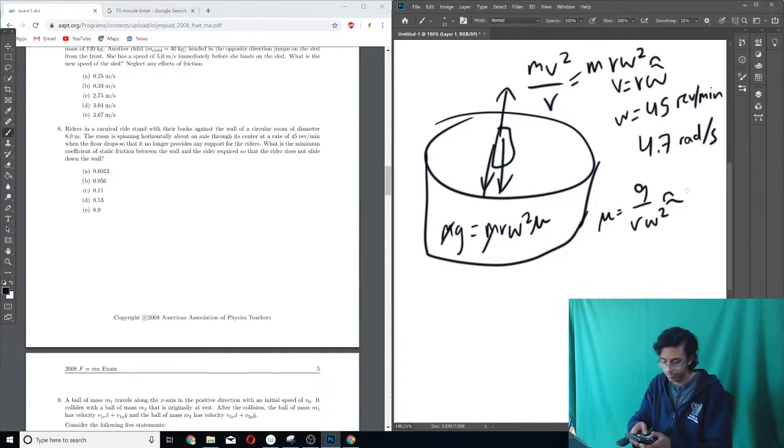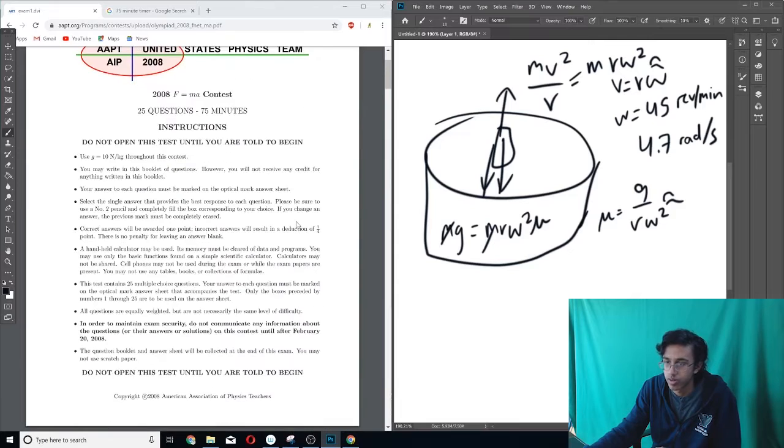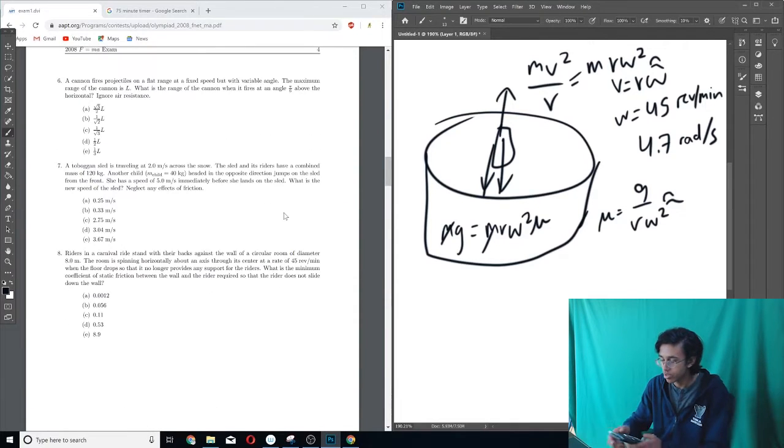Epic! I'm pretty sure we assume g equals 10, but let's make sure for this one. Yeah, g equals 10, okay. So 10 over the radius, which is 8, oh no, shoot. Diameter, do not mess this up on the actual exam. Diameter is 8, so divide by 4, and then divide by 4.7 squared. And then we get 0.11, which is answer C.